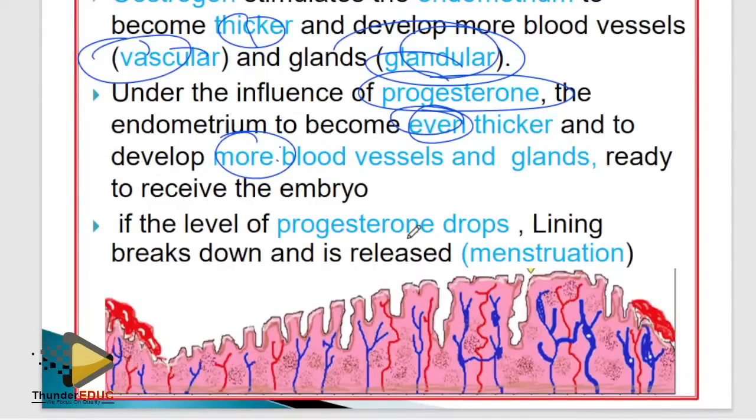If the level of progesterone drops, menstruation is going to happen. The lining of the uterus, that is the endometrium, will break down, and this is called menstruation.